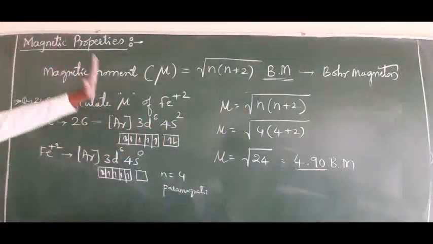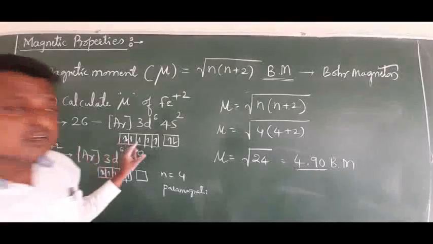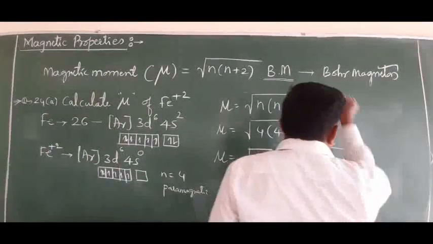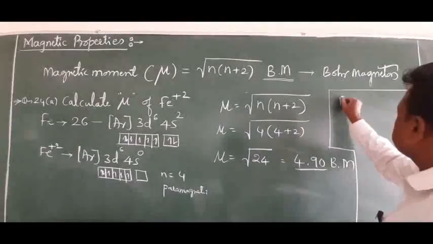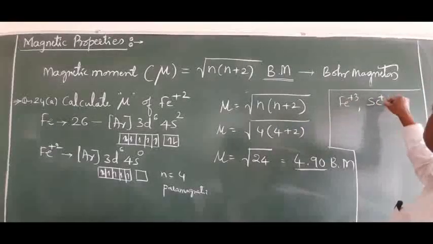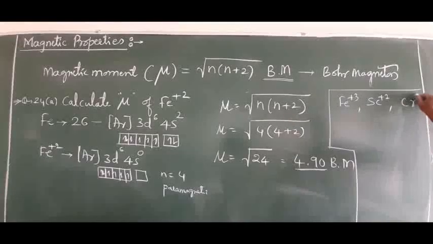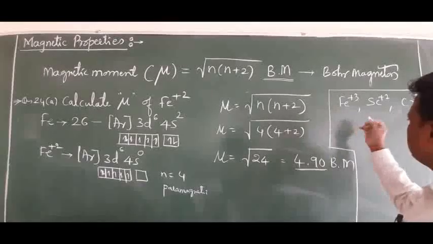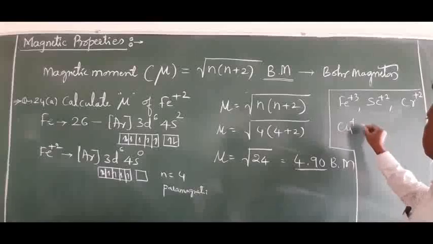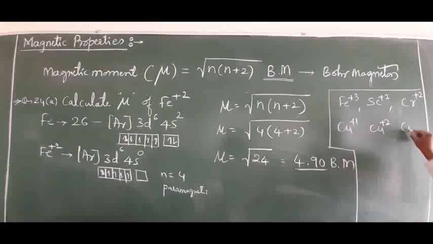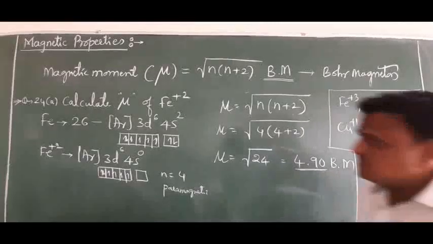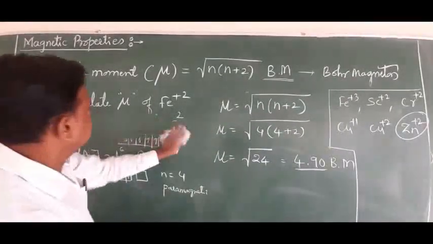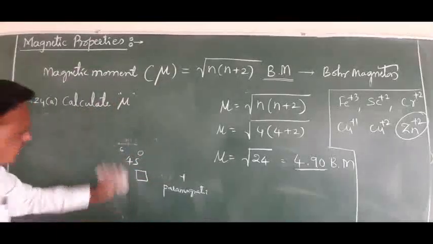So this is a simple method to calculate your compound. If you want to practice, apart from this, how can I practice? So you can practice the example Fe plus 3, scandium plus 2. Okay, you use chromium plus 2, and then you can use copper plus 1, copper plus 2, zinc if you want, especially zinc plus 2. Okay, once again, it's very simple.